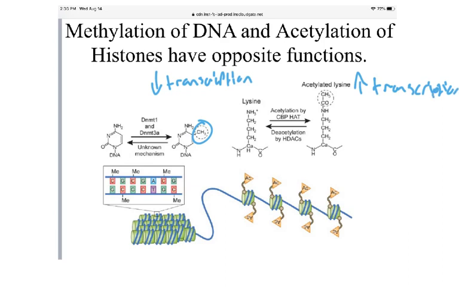On the contrary, we can then go backwards and deacetylate this lysine to cause the heterochromatin to reform and again decrease transcription. Recently there have been some studies and some therapeutic agents developed that are called HDAC inhibitors.